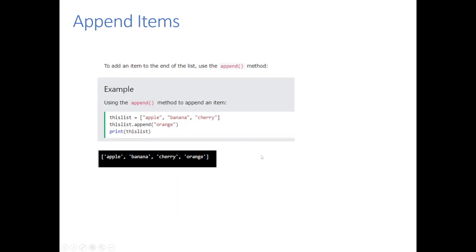Append items. To add an item at the end of the list, we use the append method. Here's an example. This list has apple, banana, cherry. We append orange. When we print this list, we have apple, banana, cherry, and then orange. So it will be added at the end of the list.